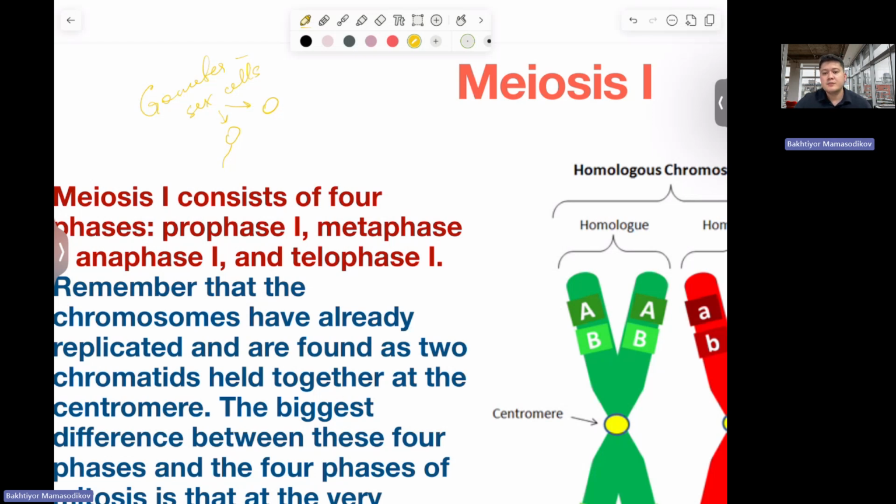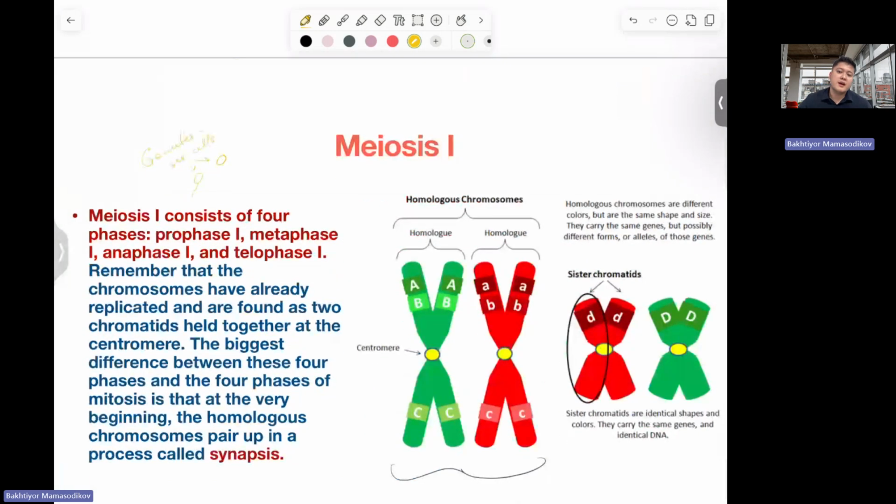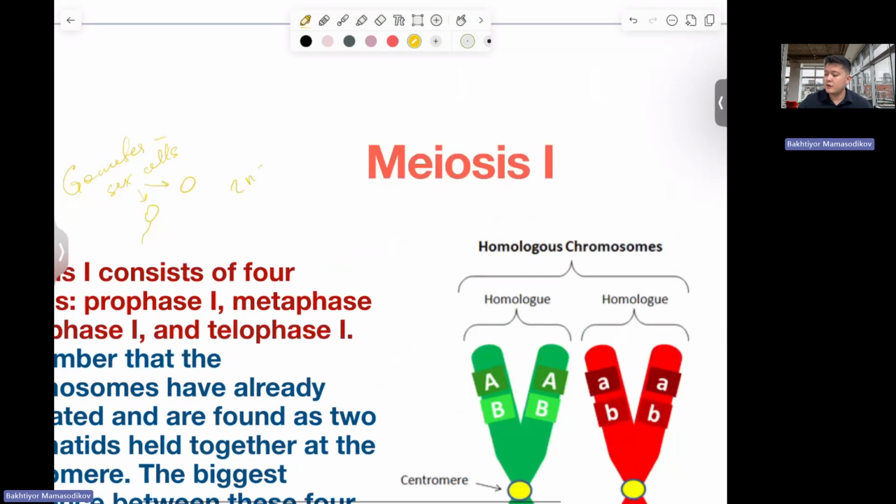Okay, so this is meiosis one. Actually, meiosis is divided into two phases: meiosis one and meiosis two. Meiosis one is the first division in the process of making the gametes, sperm and egg cells. The main function of meiosis is to reduce the chromosome number from diploid to haploid. If the diploid number of the human body is 46, the haploid number will be 23.